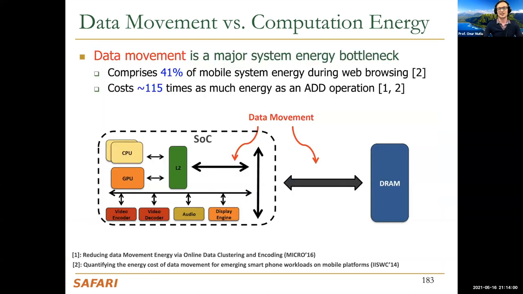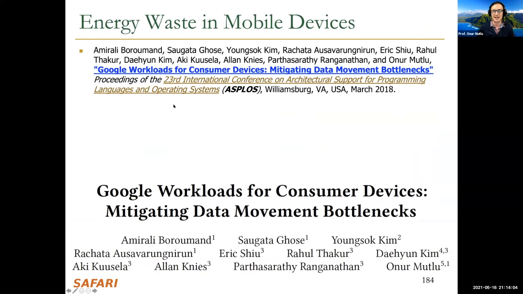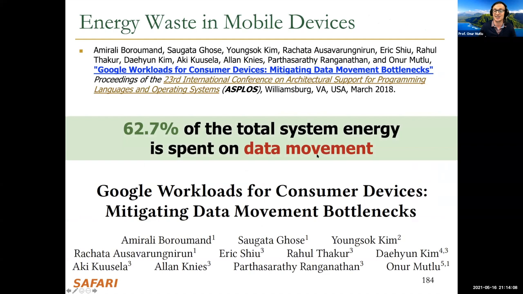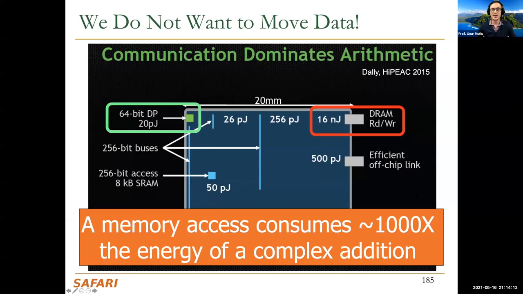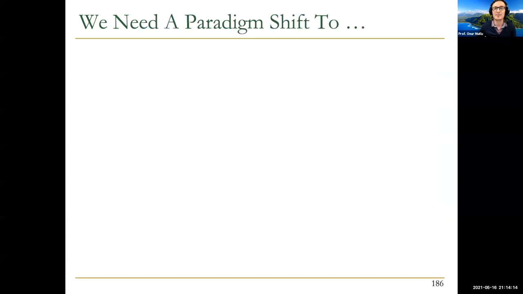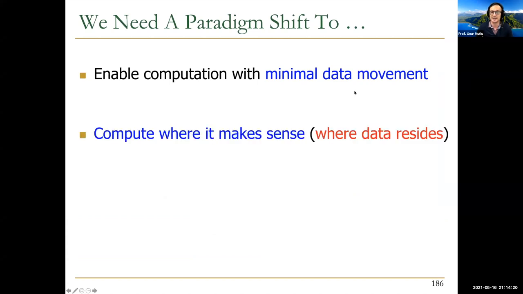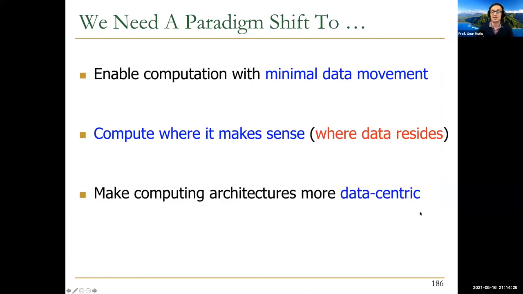And if you're interested, there are more references in the slide that show essentially the same thing, 2 to 3 orders of magnitude. As a result, we have a picture that looks like this. More than 60% of the entire system energy on real workloads is spent on data movement. So I will argue that we do not want to move data. We need a paradigm shift, a rethinking of computation so that we can enable computation with minimal data movement: compute where it makes sense, where data really resides, and make computing architectures much more data-centric.